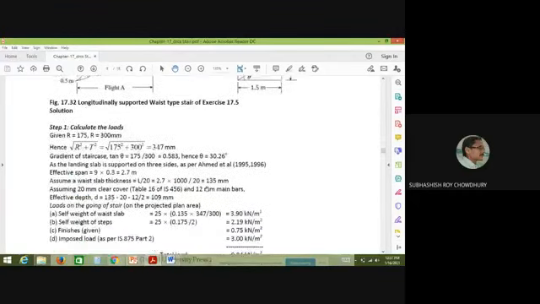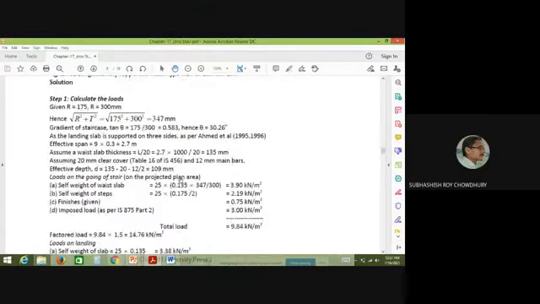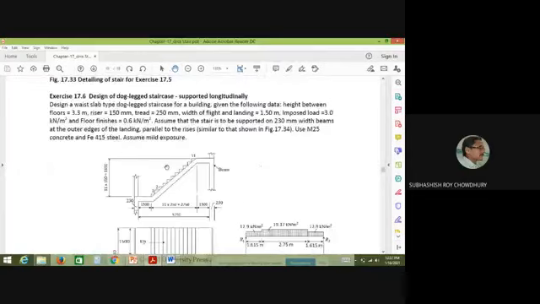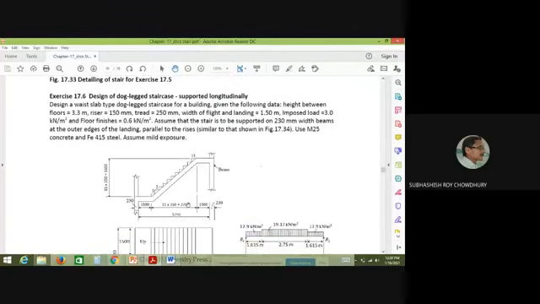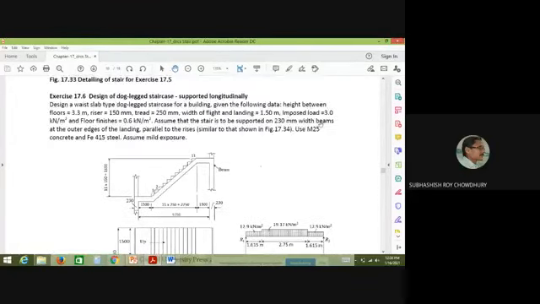Now here, actually, this is the problem where it is supported over 3 sides. Let me explain. Not this one, I think this is not the problem. This is the problem, this one. Let me explain this particular problem. It will be mostly constructed in all the buildings. This is the waist slab. Here the treads, the heights, the floor to floor height, etc. are given. Width of the flight is 1.5 meter. Imposed load is given.